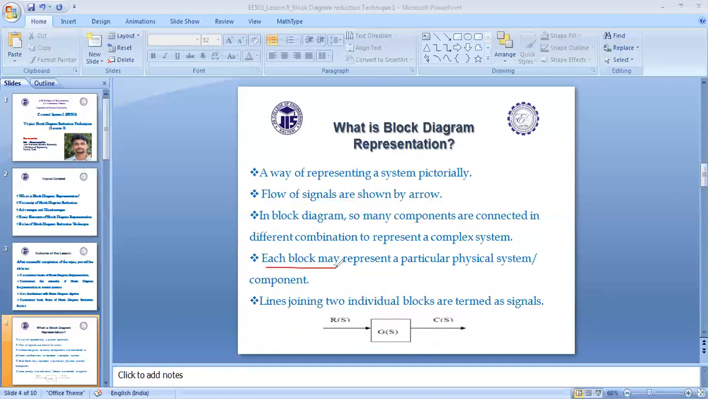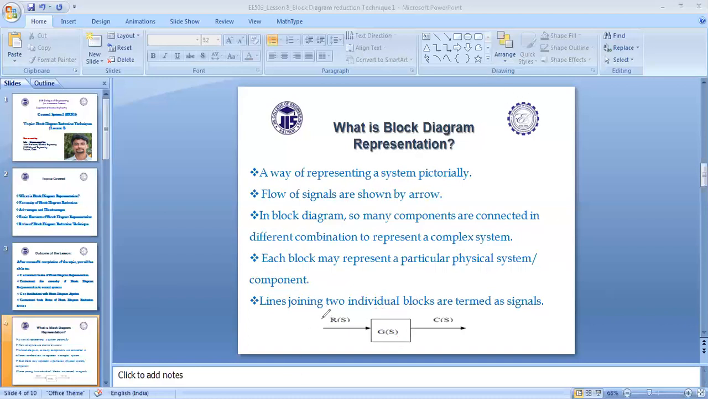Each block may represent a particular physical system or component. As I said, this may be a motor or maybe a sensor or maybe a generator or actuator or controller. So each block will represent a physical device or physical component. That component may be motor or sensor or controller, anything.